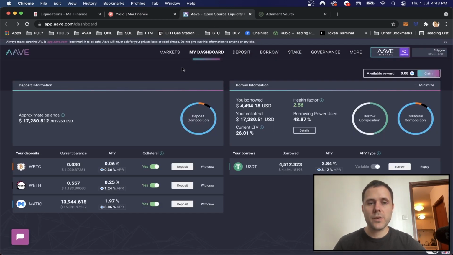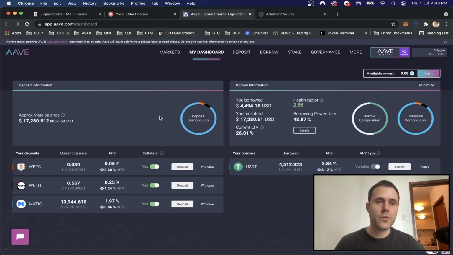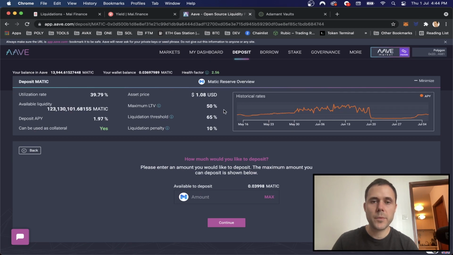So you might be asking, oh, so can we deposit here and then loan against it, and then also deposit on Mai Finance and also loan against it? No, because if we look on AAVE, actually our deposit, if you remember, it's at 14,944, has now been reduced by 1,000, and it's now at 13,944.